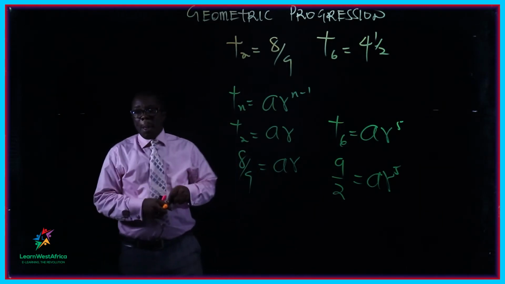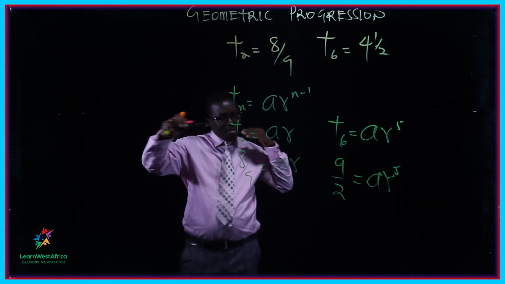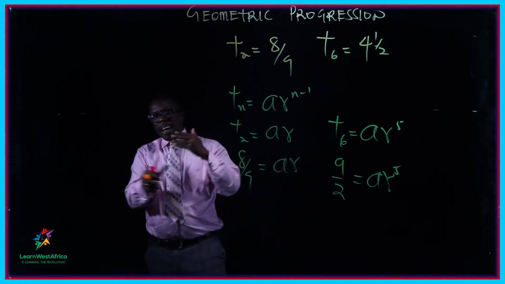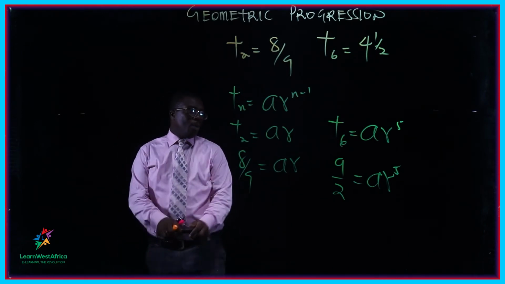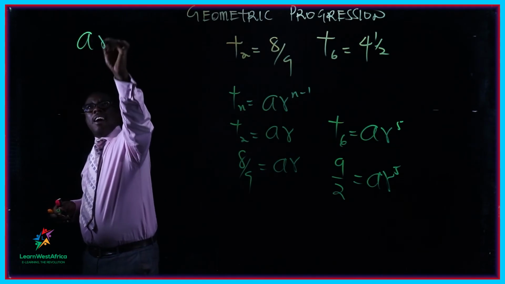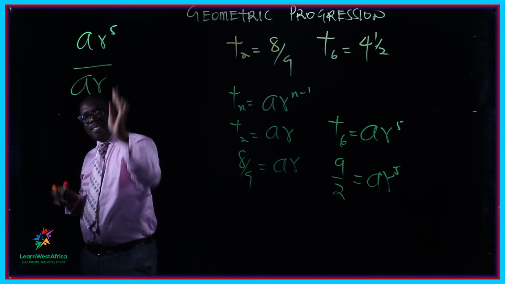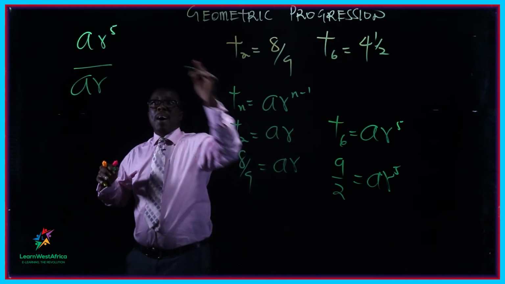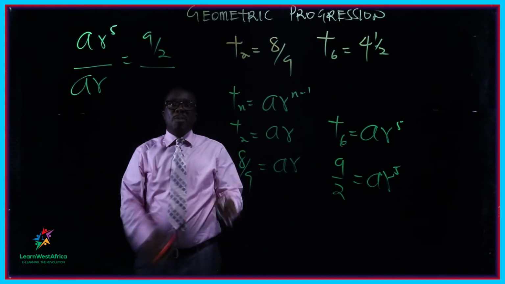So what do we do? Like in the previous example, this is a geometric progression, so we try to divide the terms so that we can arrive at what we are looking for. So let's see corresponding terms. AR to the power 5 will divide the AR, okay? Then we take its part, 9 over 2 divided by 8 over 9.